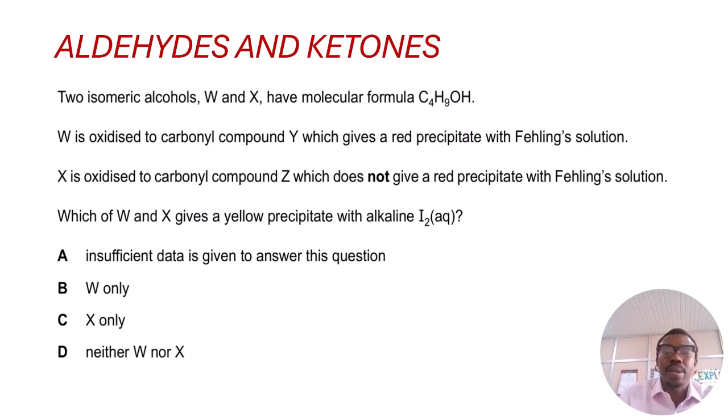I'm back with my lectures, still on aldehydes and ketones. Two isomeric alcohols, W and X, have the molecular formula C4H9OH, which is butanol. W is oxidized to a carbonyl compound Y, which gives a red precipitate with Fehling's solution. That means W should be what?